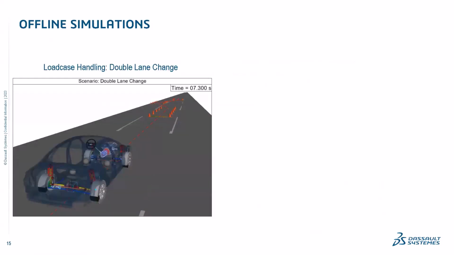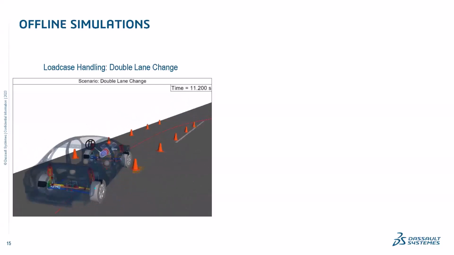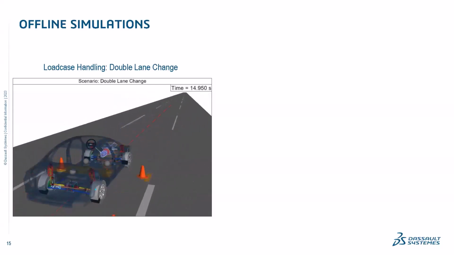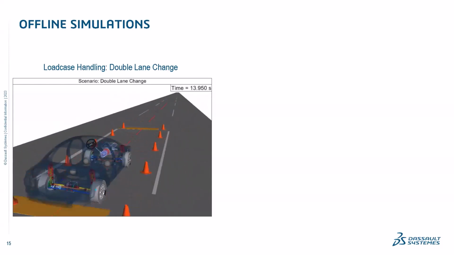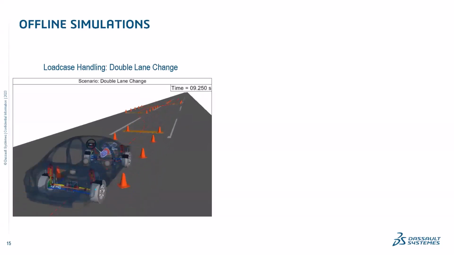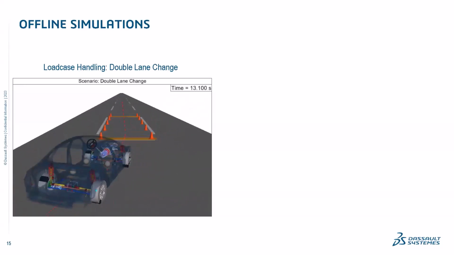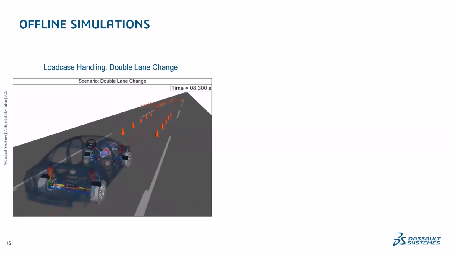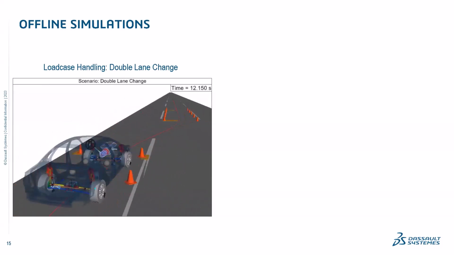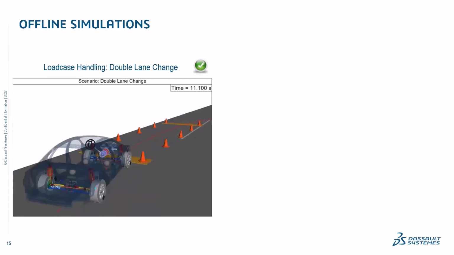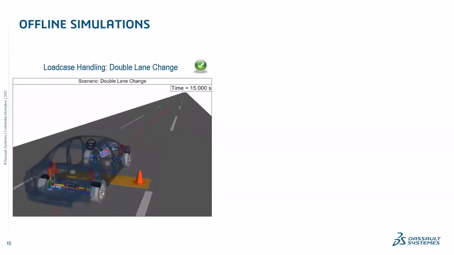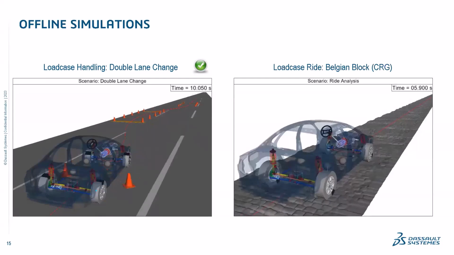Okay. Once we had our flexible body in white in our SIMPAC model, we ran some dynamic simulations. What you see here is a handling double lane change simulation. This is still an offline simulation to understand if everything is running fine. This model is using our Simpac driver controller, which is basically an advanced PID controller. The measurements looked okay in this one.